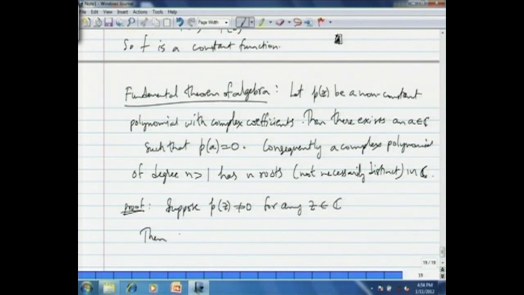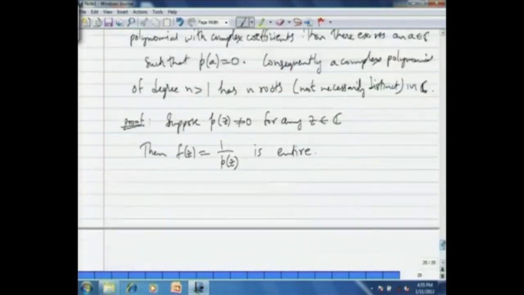We will assume to the contrary that p of z is non-zero for any z. Then of course, we can form the reciprocal 1 by p of z, because p of z is not 0. This is entire, because p is non-zero and p is entire, so 1 by p is entire by assumption. Since this is entire, we will prove it is bounded as well.